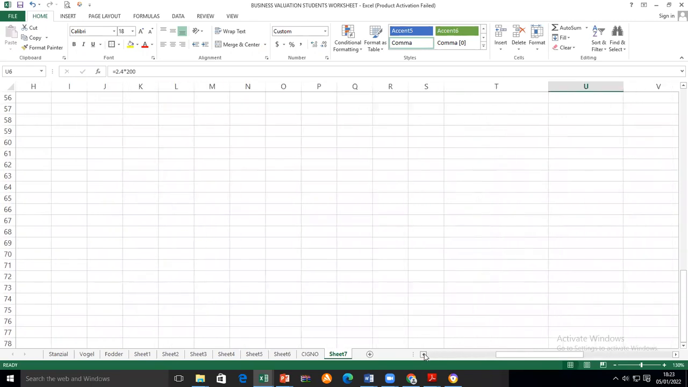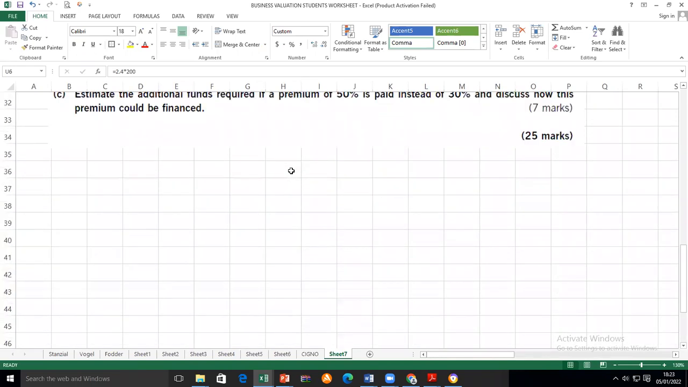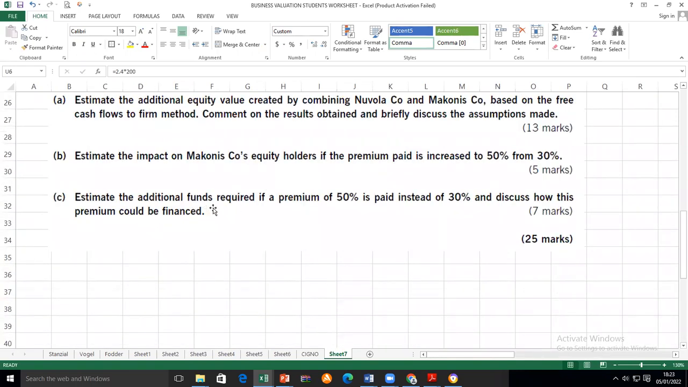The other part of the question is really a repetition. Estimate the additional funds required if a premium of 50% is paid instead of 30%, and discuss how this premium could be financed. We have already found that the additional amount is 96 million. How can they raise this money? Proposals, how can we raise this money?